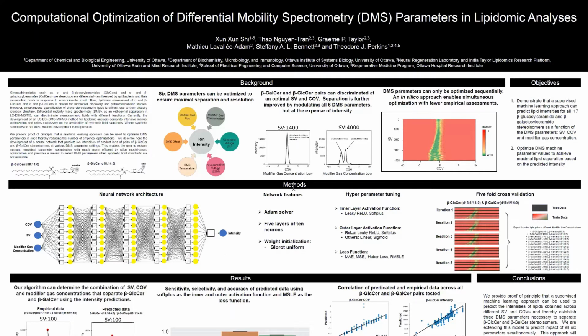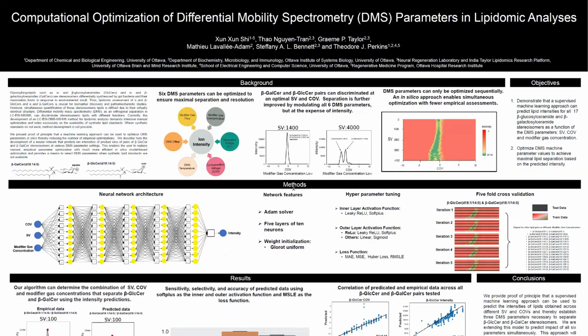In addition, we can improve separation by optimizing all 6 DMS parameters, but optimal separation may come at the expense of intensity. DMS parameters are empirically optimized sequentially, as demonstrated by the heat map of intensity values plotted for different SV and COV values. To investigate other parameter values, this experiment must be repeated for all possible combinations of DMS parameters. However, an in silico approach enables simultaneous optimization with fewer empirical assessments.